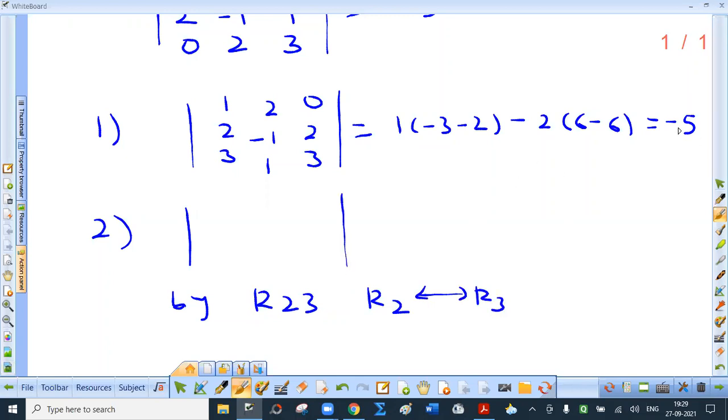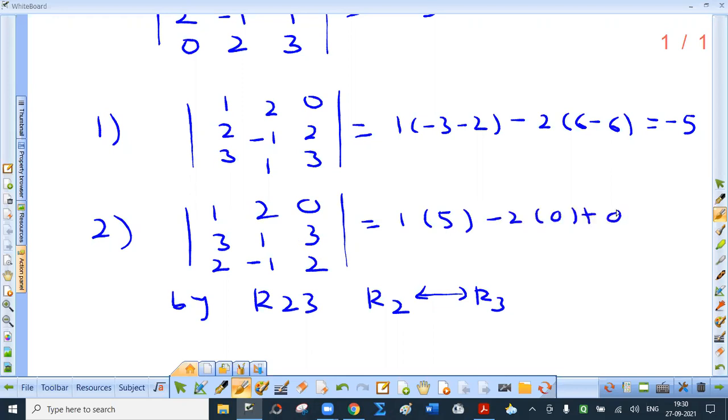What is the expected value of the determinant? The value changes in sign. So minus 5 should become plus 5. Let us see. First row as it is. The second row will now be 3, 1, 3. And the third row 2, minus 1, 2. I repeat, here the second and third rows are interchanged. So the value should change in sign. So the expected value is 5. Let us verify. So 1 into (2 plus 3), that is 5. Minus 2 into (0 plus 0). Yes. I hope this is clear to you.